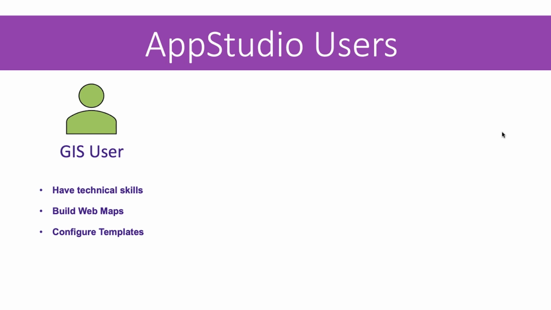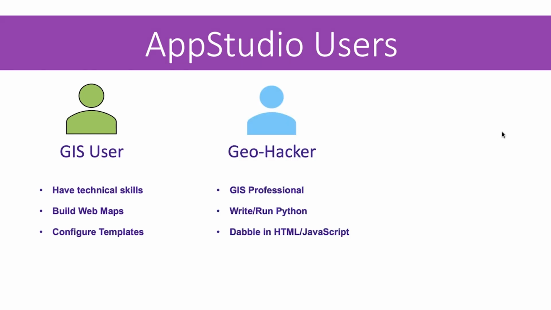There's also someone we call a geohacker. Now this is a GIS professional. Maybe they can run and write some Python code. They can dabble in a little bit of HTML and JavaScript, maybe cut and paste code, generally figure out how to get things done. This is a sweet spot for AppStudio use, because these geohackers can now take these templates, enhance them through different coding or scripting, and push those more customized apps out to people when they typically wouldn't be able to build their own native apps.